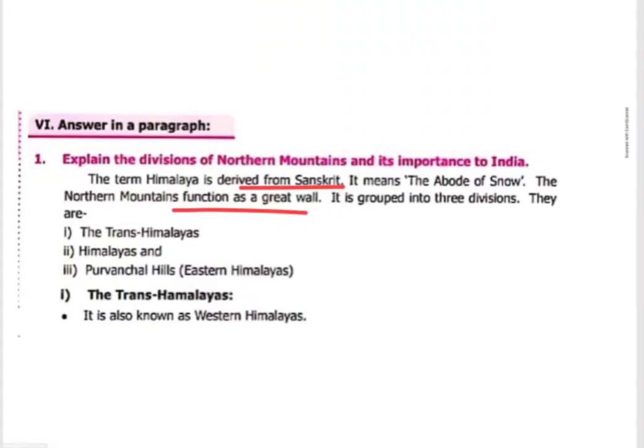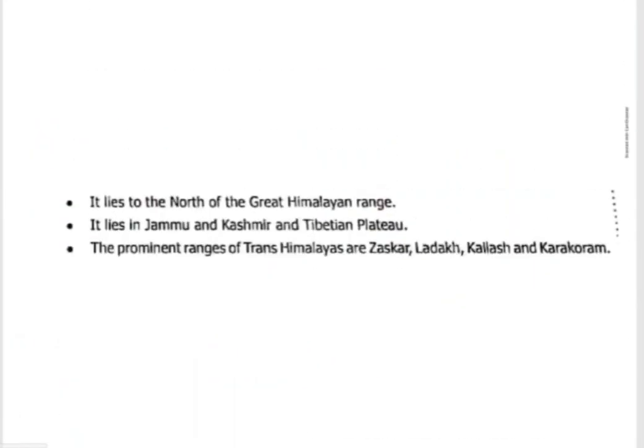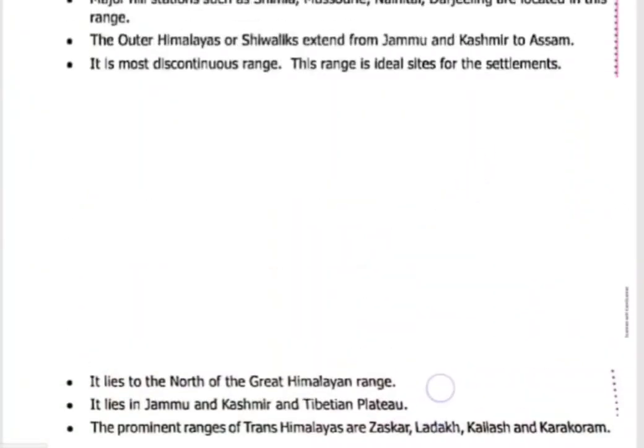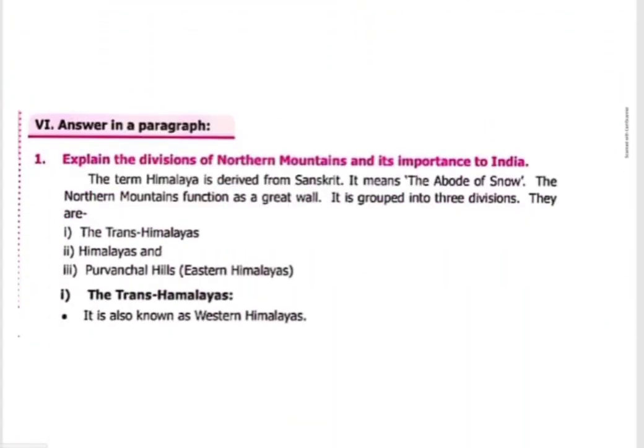So what are the divisions? What are the 3 divisions? Trans-Himalayas, Himalayas and Purvanchal. In such a way, 3 divisions are there in the Himalayas. Now I am going to explain about the Trans-Himalayas. The Trans-Himalayas are otherwise known as the Western Himalayas, children.